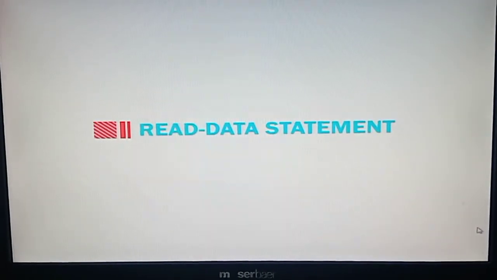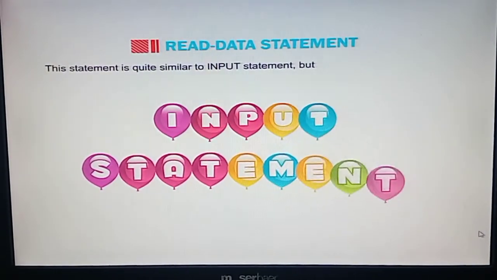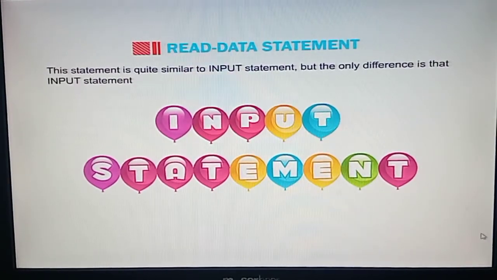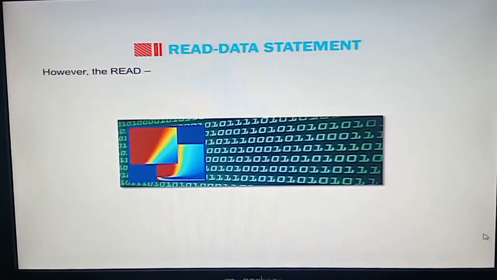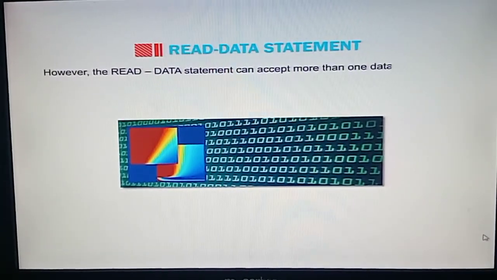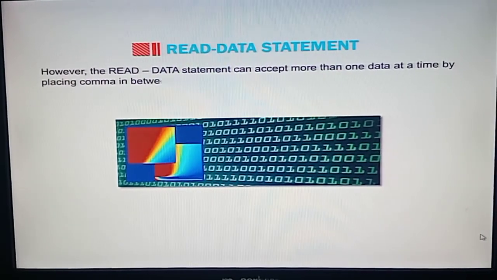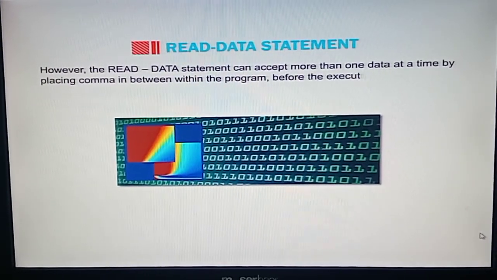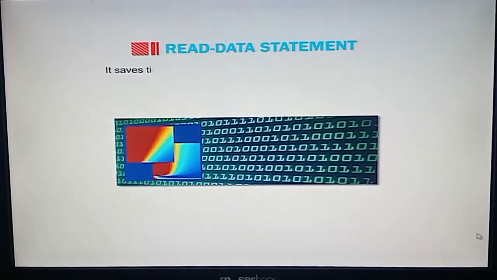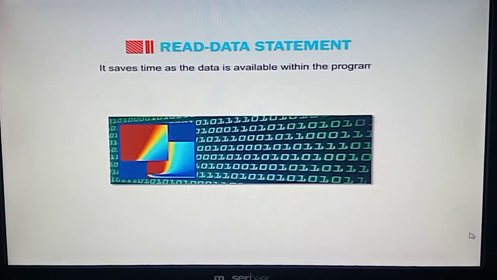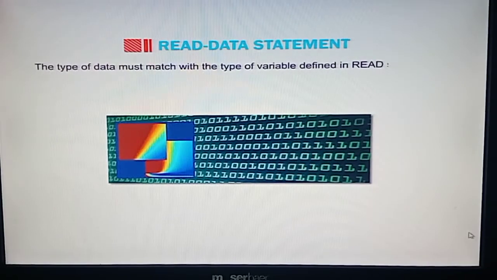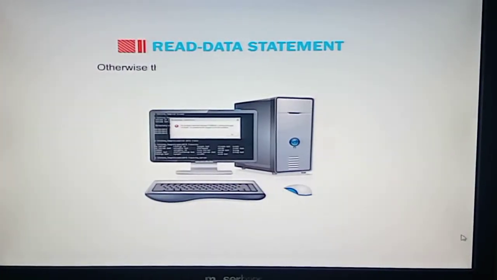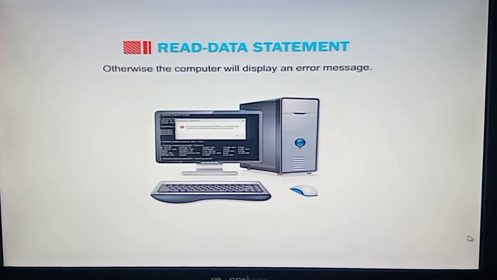Students, let us talk about read data statement. This statement is quite similar to input statement, but the only difference is that input statement requires data at the time of execution of the program. However, the read data statement can accept more than one data at a time by placing comma in between within the program before the execution takes place. It saves time as the data is available within the program. The type of data must match with the type of variable defined in read statement. Otherwise, the computer will display an error message.